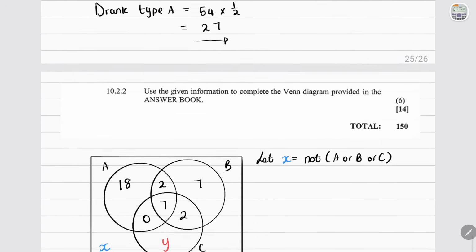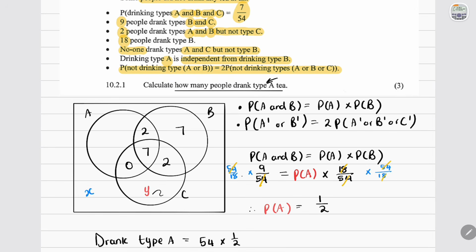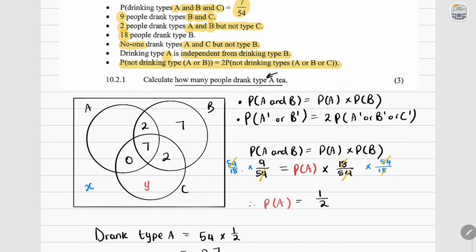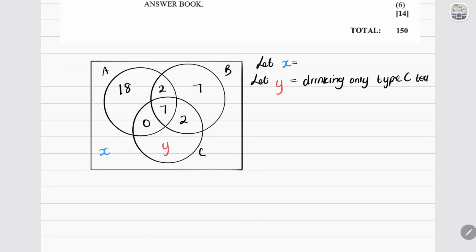Now, looking at this, they never really pinpointed Y alone. They never really just named Y alone. Or at least what we are calling Y right now. So this is the probability of not drinking A or B. That is just everything excluding this and this. And so do you see how that leaves you with the X plus the Y? So I'm just going to call Y the probability of C only. Let Y equal C only. I'll just call it drinking only type C.